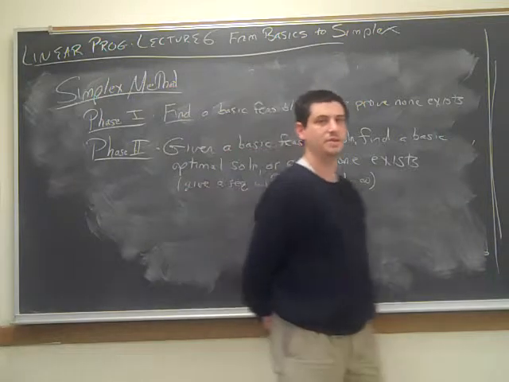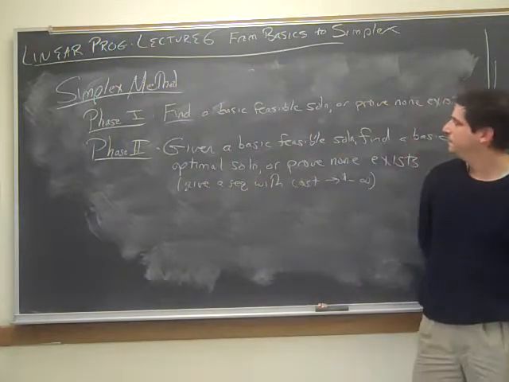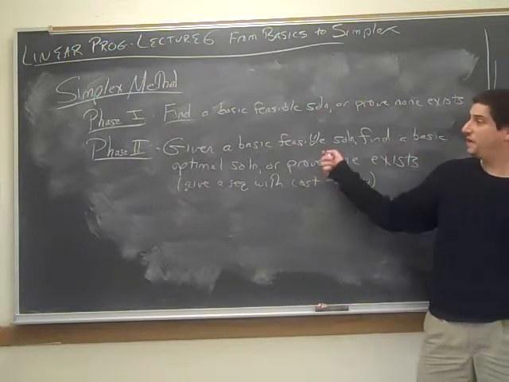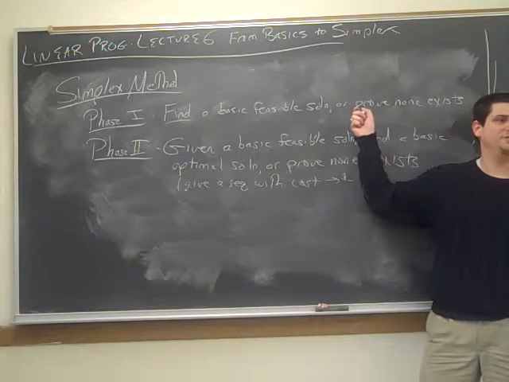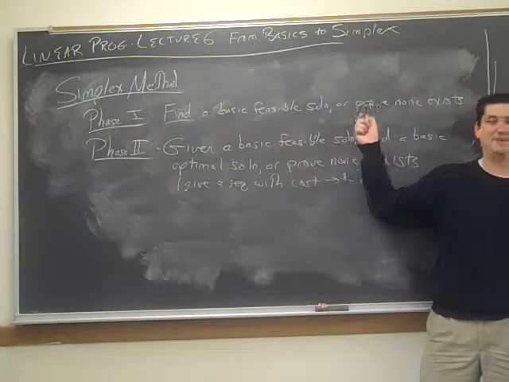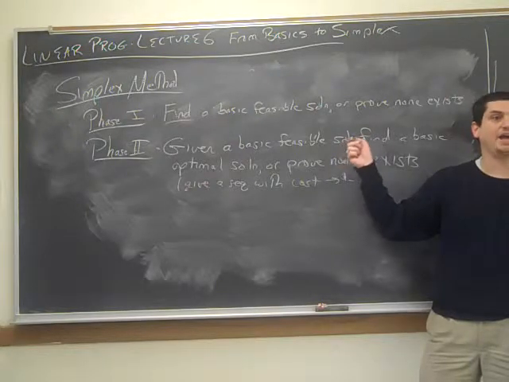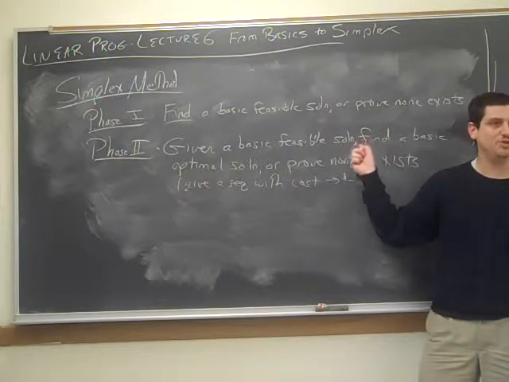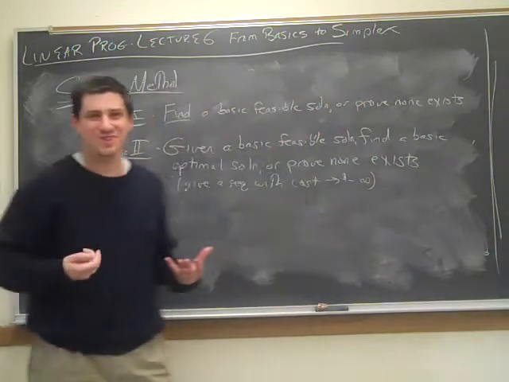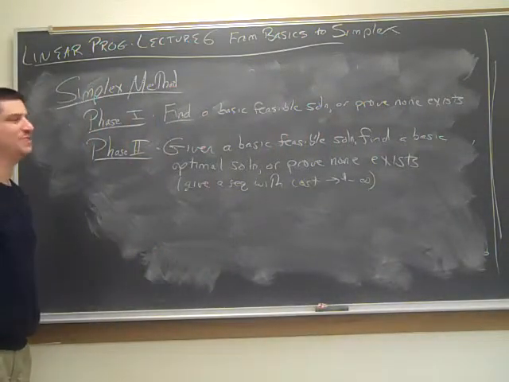Phase 2 is easier, I think. The thing is that for phase 2 you would have to start with a basic feasible solution. So phase 2 requires phase 1, right? So what should we do first? Phase 2 is basically saying, I want a basic feasible solution. I want it now. This is what phase 2 is saying. So what should we do first?